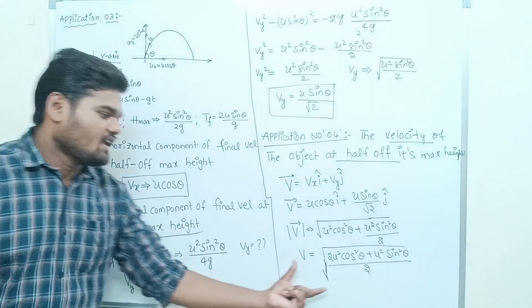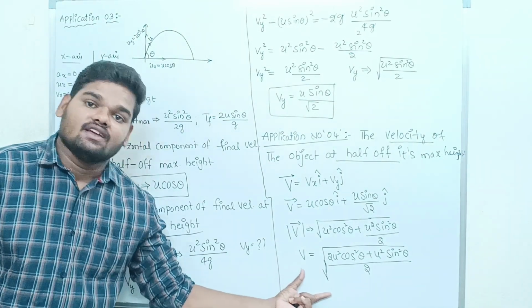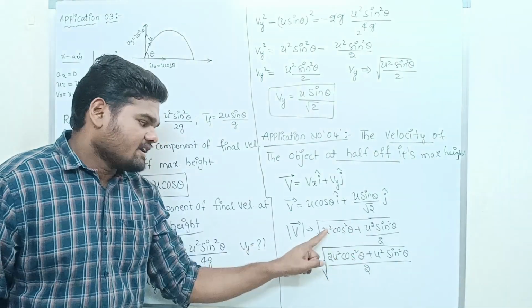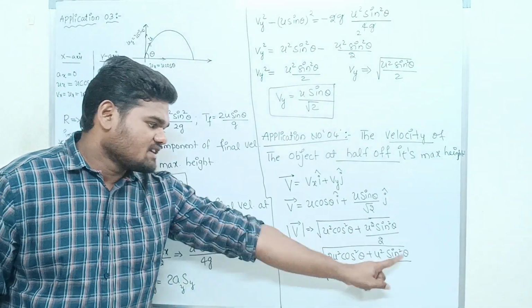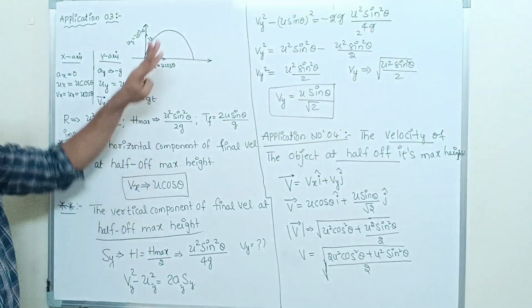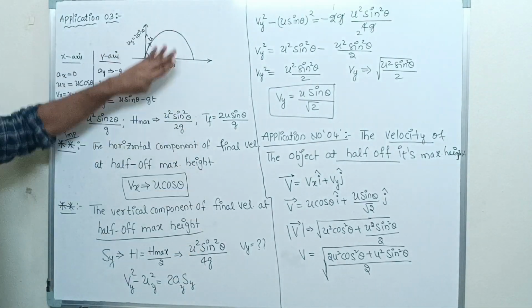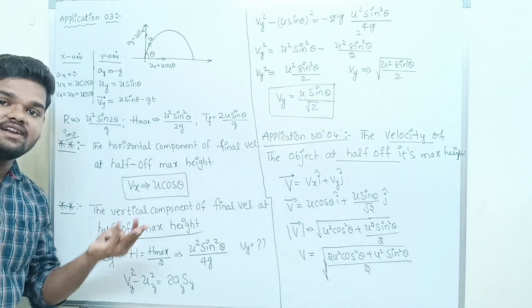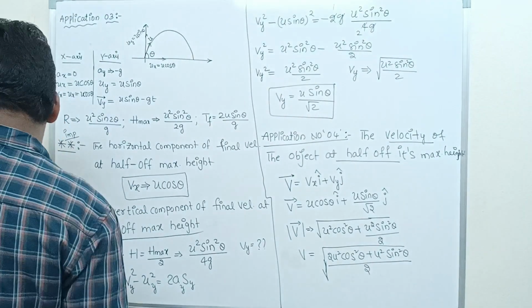Are you getting any doubt? Simple mathematics. Okay, so nothing to explain here. Here I've taken the LCM: 2 u square cos square theta plus u square sin square theta divided by 2. Okay, just pause the video and write this part. 3, 2, 1, go.